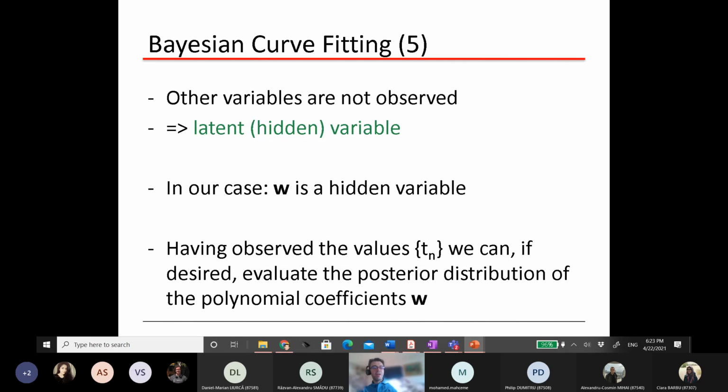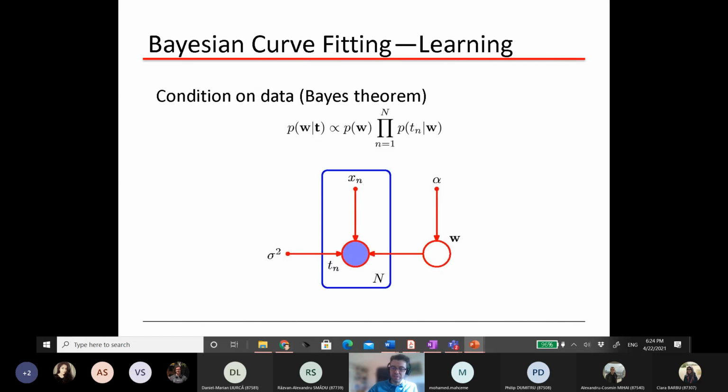This is a hidden variable that we need to compute. And how do we interpret this? Having observed the values for the targets, given a training set with the targets, we can, if we desire, evaluate the posterior distribution of the polynomial coefficients W. So we can compute this posterior distribution of the weights W. And we can do it because the posterior distribution of W is dependent on the joint distribution. So this is the Bayesian network for the joint distribution. And if we condition on the data, so if we are given a training data set, this is what we get. And now we can compute the posterior distribution of the weights.